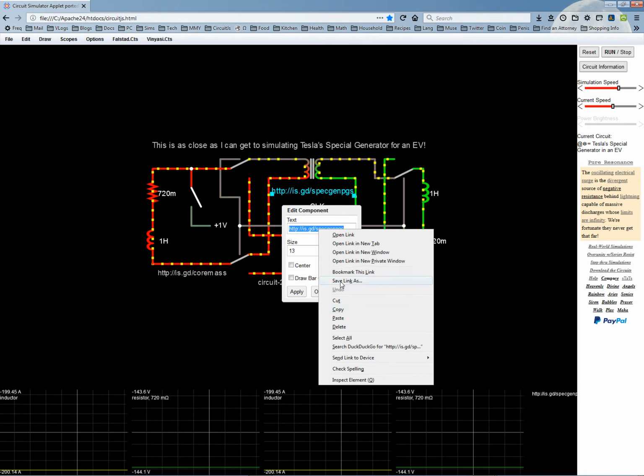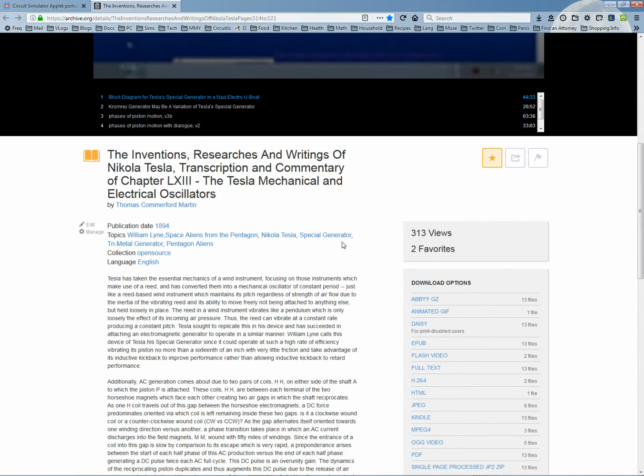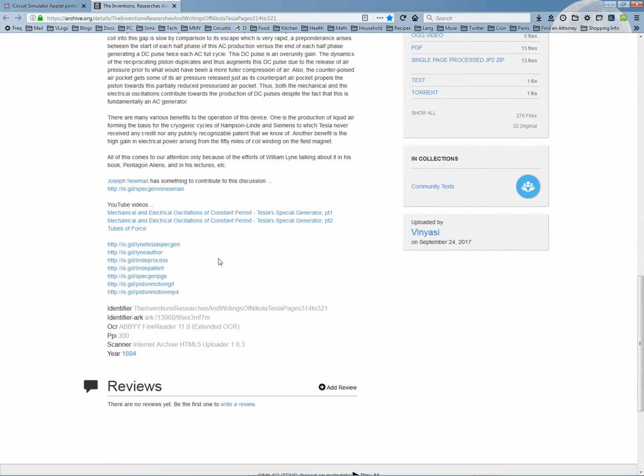So, wait a minute. Here we go. So this goes to archive.org, and I just transcribed a portion, the last chapter, chapter 63, of Thomas Comerford Martin's text, in which he was there at the demonstration. He saw it happen, and Tesla talked about it. And then, of course, we have William Lyne, who also talks about it.